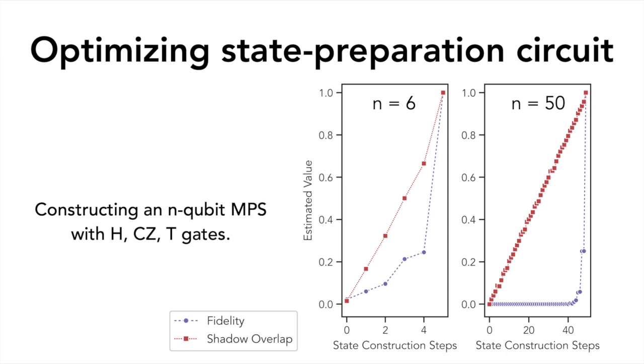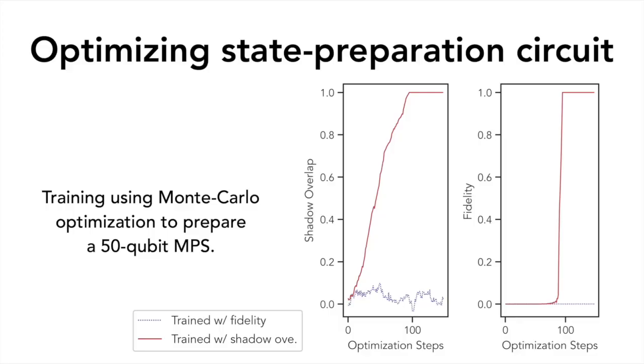On the other hand, shadow overlap has a nicer structure. As you start improving, as you start placing the right gates, it says, "Oh, you're getting closer, you're getting closer, and you're getting closer." So that gives more information to an algorithm to try to optimize and create the right state. And hence, on slide 80, we see that if we train using fidelity, which is too strict a metric, then the training just fails. We're just going to randomly wander in this barren plateau and never hit the right circuit. On the other hand, if we train using shadow overlap, then it succeeds.